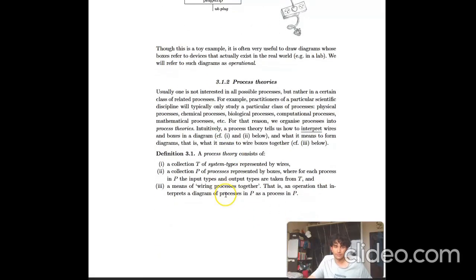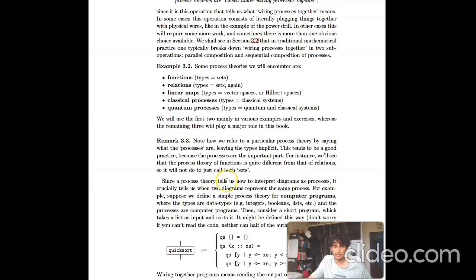At the bottom, we see some other examples of process theory. Functions is a process theory where the function is a process and your types are sets. We all know the definition: a function is something that maps one set to another. So if you draw a box, your input is a set, which is a system type, and your output is also a set.